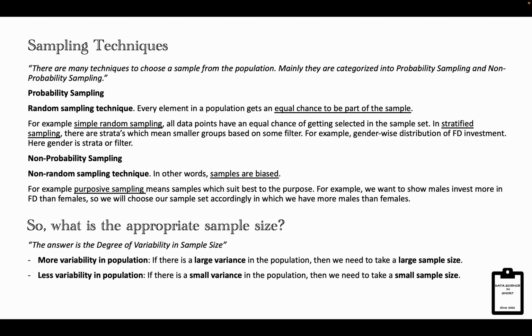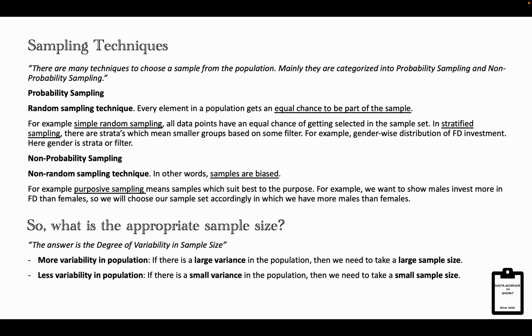Second is non-probability sampling, also known as non-random sampling. In other words, here samples are biased. For example, purposive sampling, meaning samples which suit best to the purpose. For example, we want to show males invest more in a fixed deposit than females. So we'll choose our sample set accordingly in which we have more males than females.